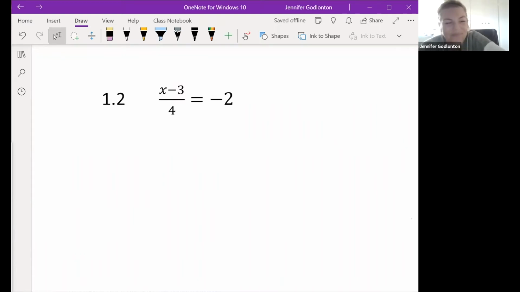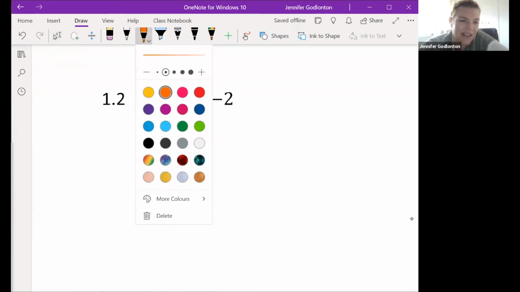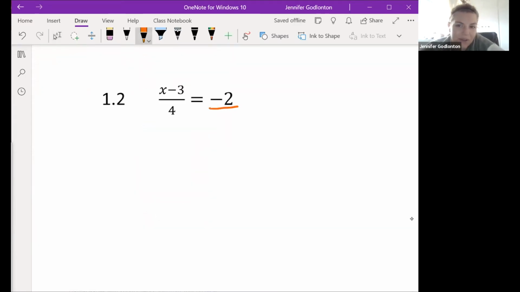Okay. So I'd probably view this one as a fraction equation just because I think it's a little bit easier. So in that case, I'm just going to put this over a 1. My LCD is going to be 4. So I'm going to multiply that by 4 and multiply that by 4. So I'm going to get x minus 3 is equal to negative 2 times 4.